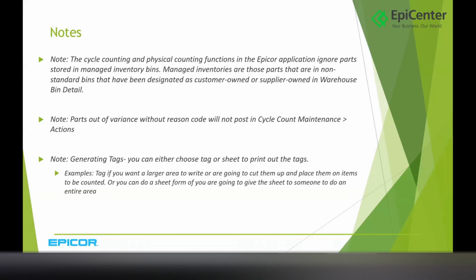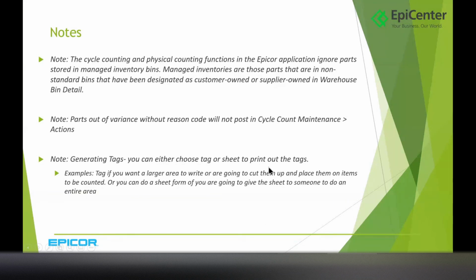They ignore parts that are in managed inventory bins. So supplier and customer managed inventory are not included in any counts. Like I showed, like I said before, I was not out of variance because I was within my tolerance of dollars and quantity. But if you are out, it won't let you post and you'll have to go through and put in a reason code, like I did.